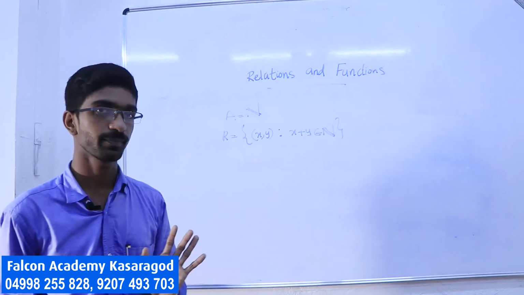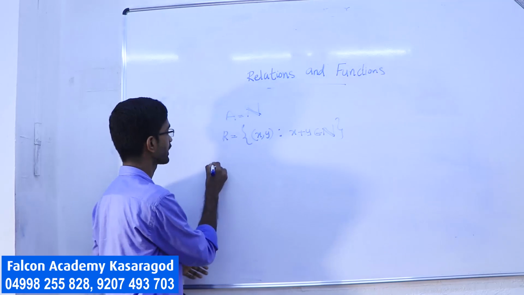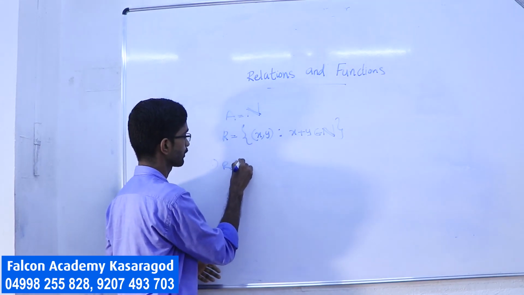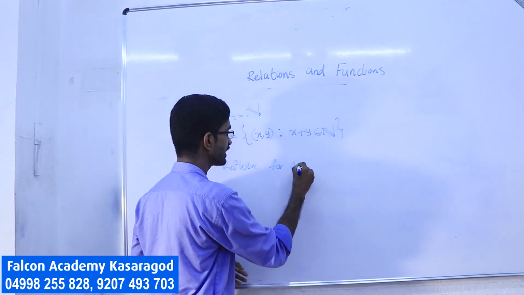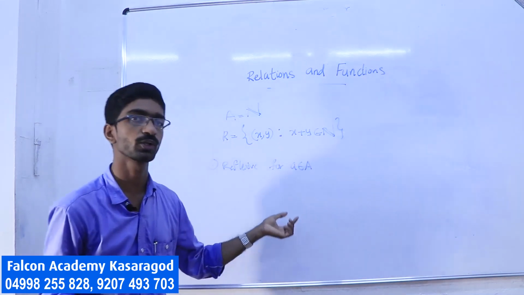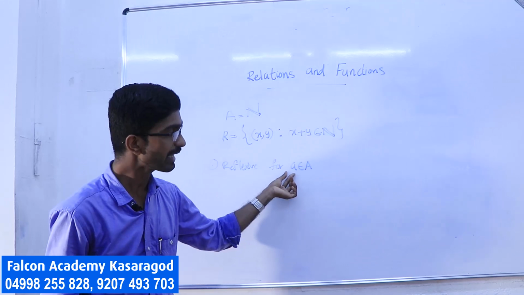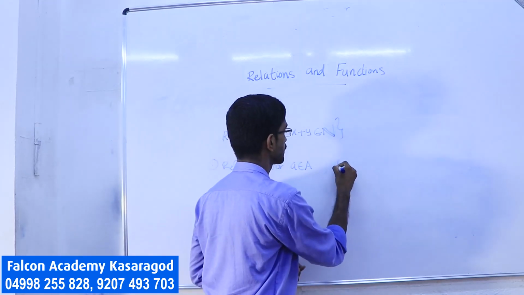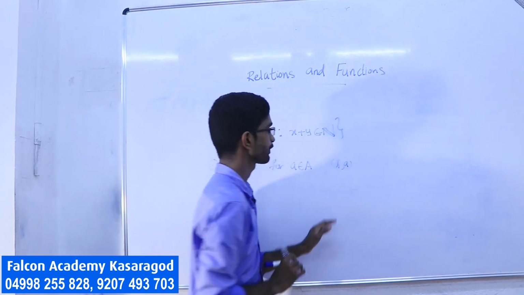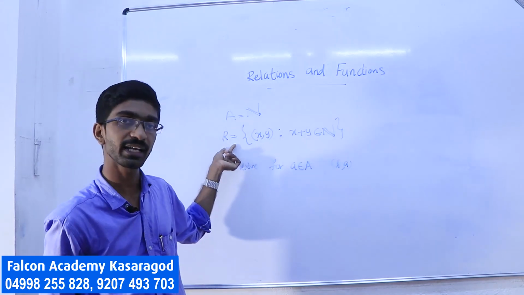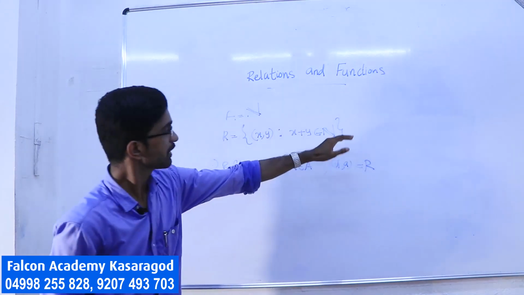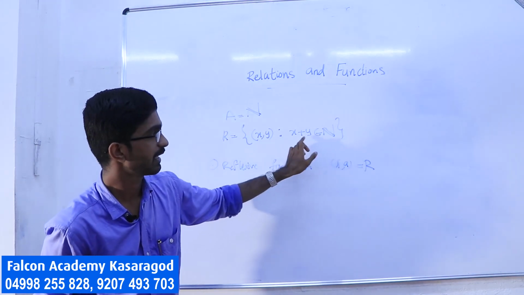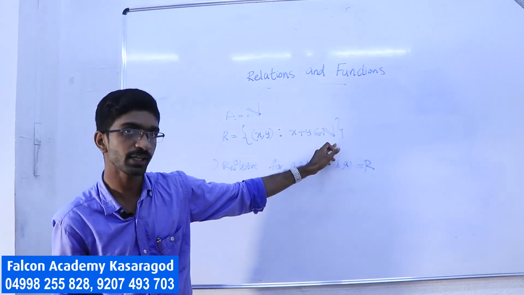Clearly, it is reflexive because for some element a belongs to A, maybe it is 1 or 2 or 3 etc., the element a comma a clearly belongs to this relation R because a plus a is clearly a natural number.